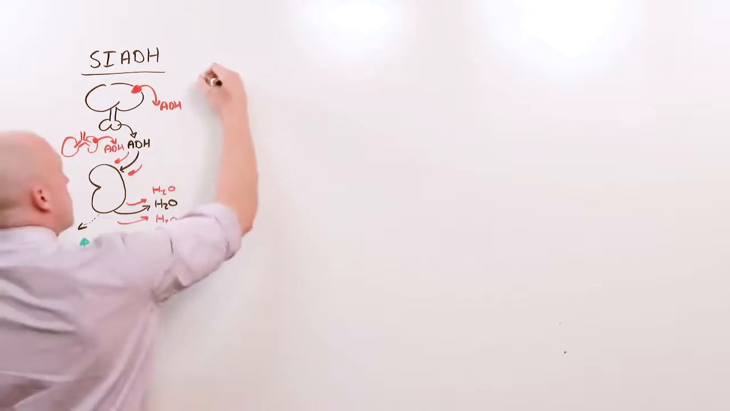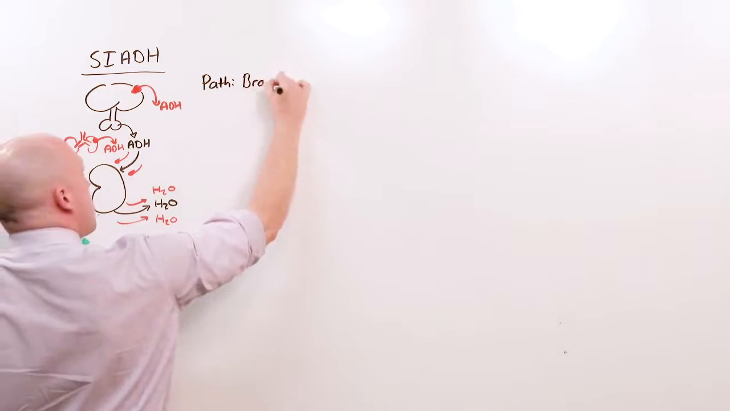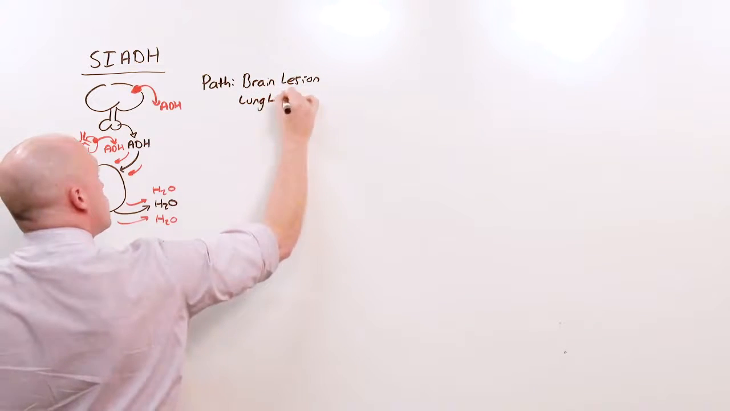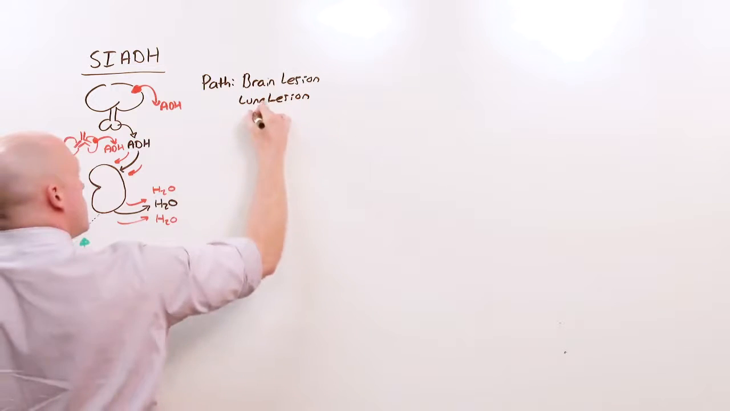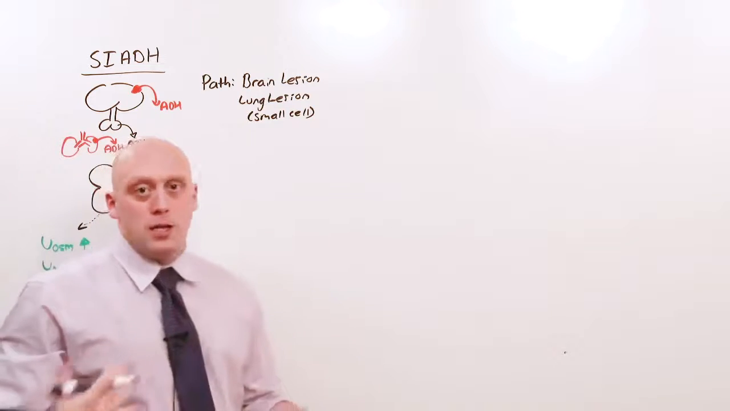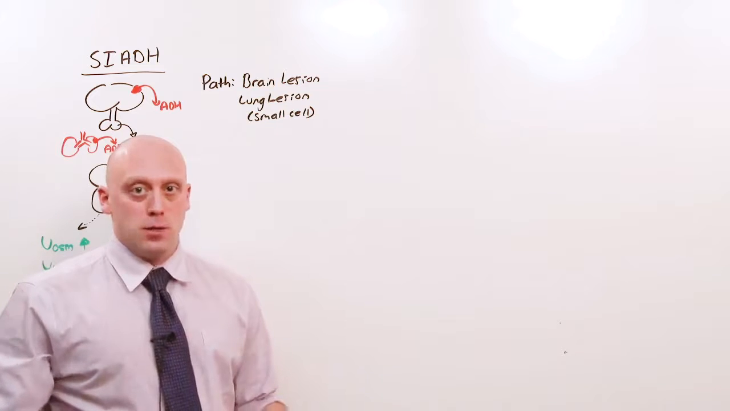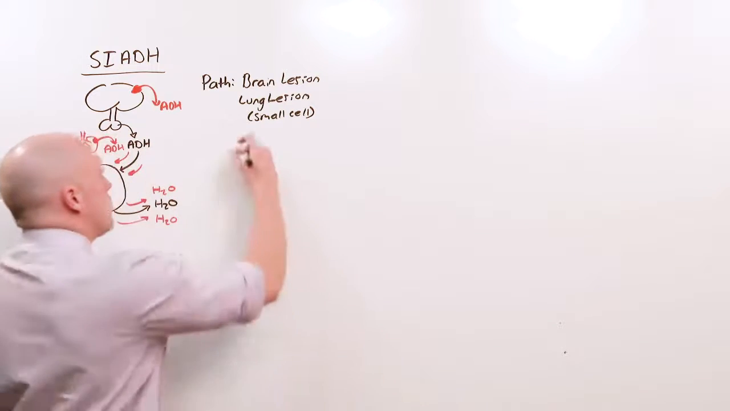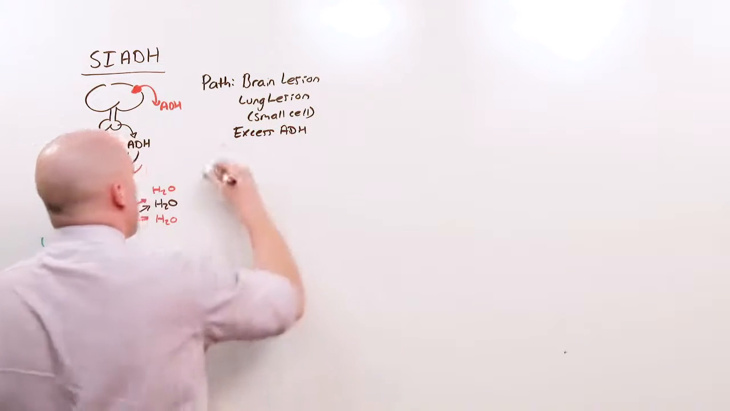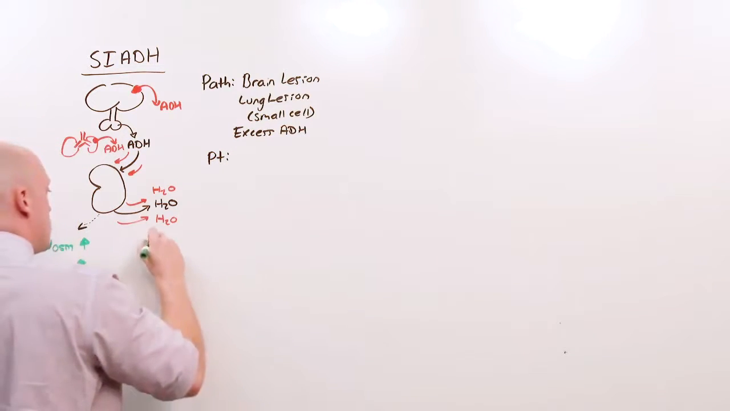So the pathology of SIADH is either going to be a brain lesion or a lung lesion. And the lung lesion you should associate with SIADH is small cell lung cancer. But I want you to know that any granuloma, any pneumonia, any lung lesion or any brain lesion can do it, but often it's going to be a malignancy. And it's going to leave you with excess ADH.